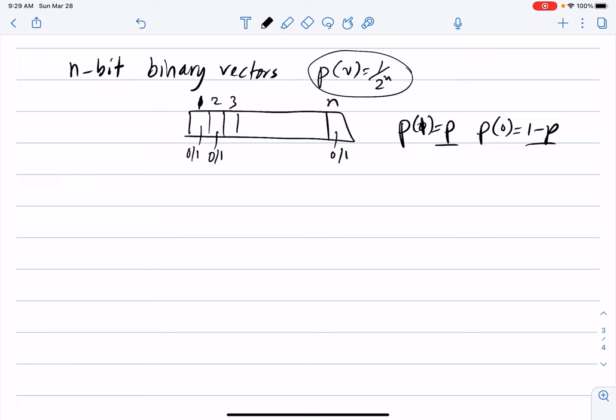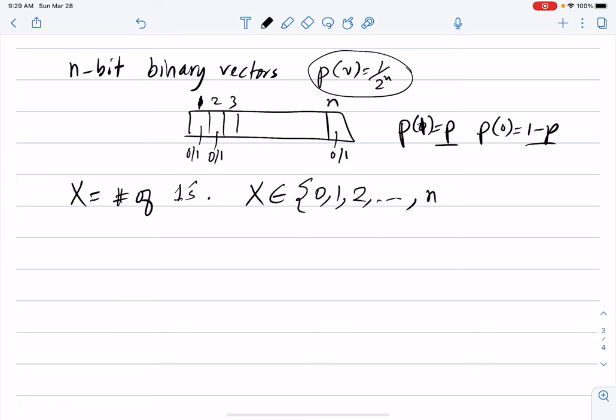So suppose I have the probability of 1 equals p, the probability of 0 is 1 minus p, and I say x is the number of 1s in the vector. So if you look at x, x basically takes values 0 ones, or 1 one, or 2 ones, all the way to n ones. Okay?